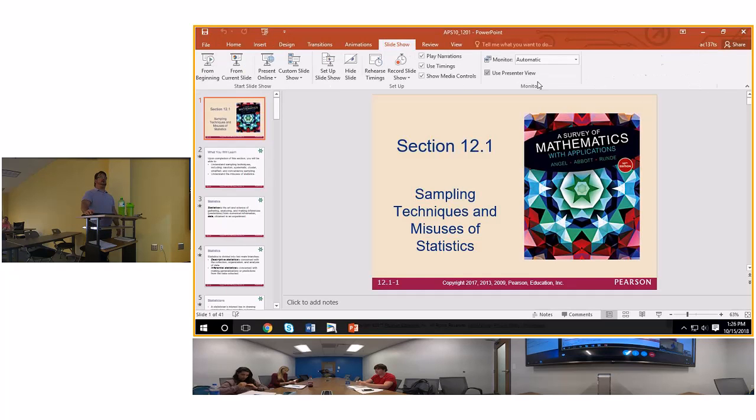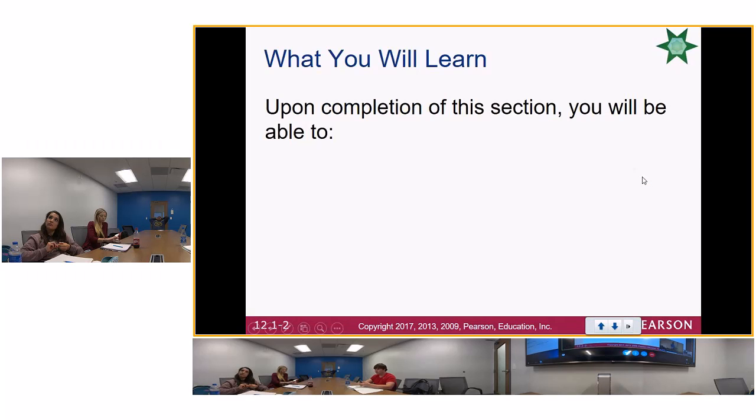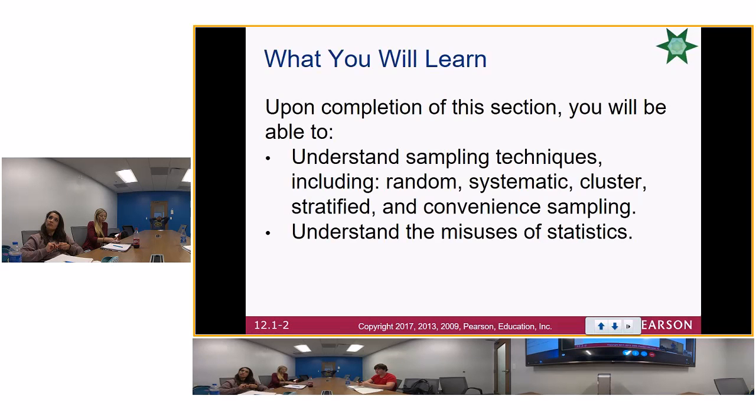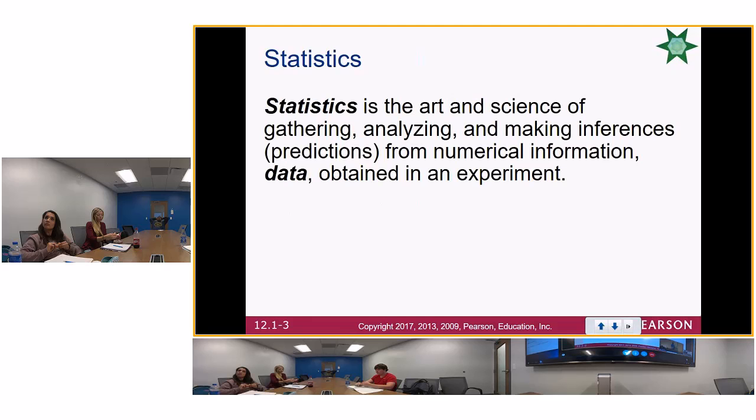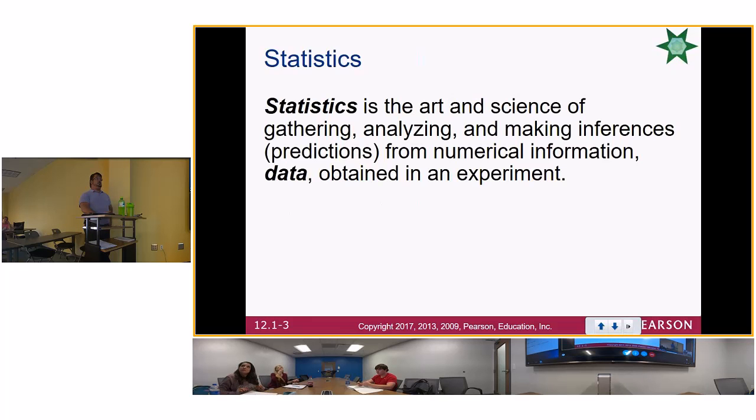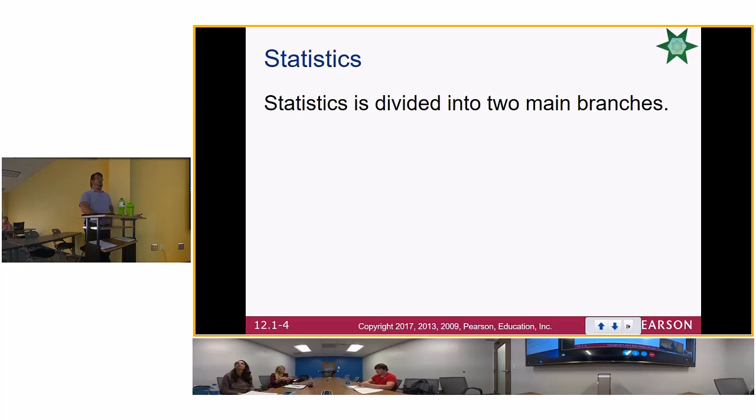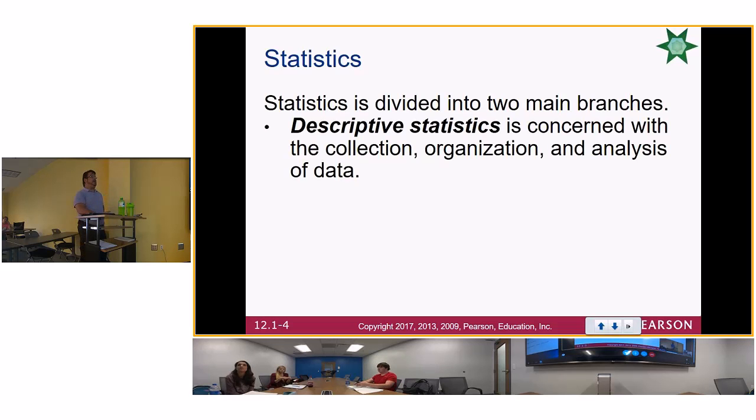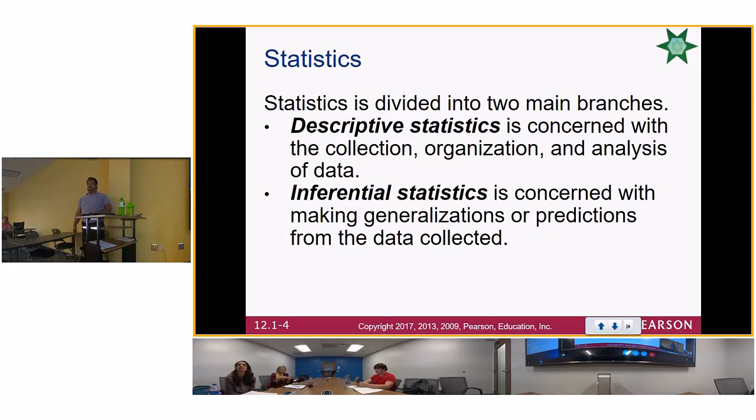So let's go ahead and look at this, because I want to make sure I cover everything, since sometimes I get kind of fast. So here we go. Statistics has 2 main branches, descriptive and inferential.